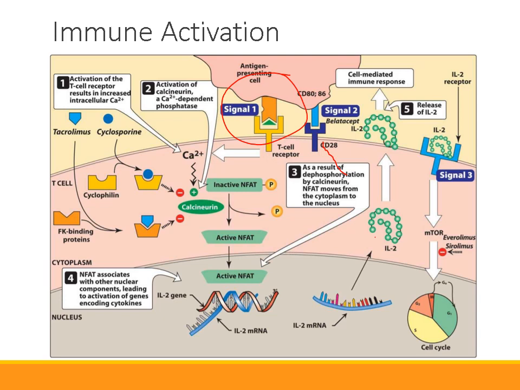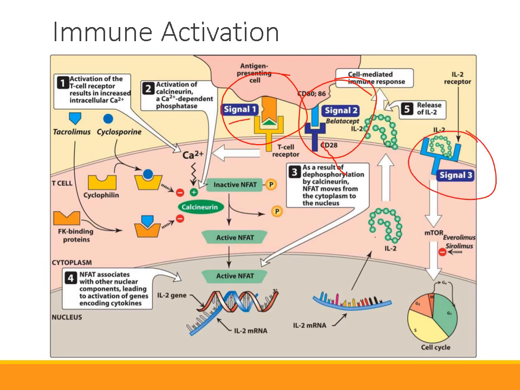So immune activation occurs in what we call the 3-signal model. And here you can see the 3 steps or 3 signals that are required for activation of the T cell and, eventually, T cell proliferation, which is what ends up happening when we activate the T cell. Here you can see the 3 signals marked, signal 1, signal 2, and signal 3.